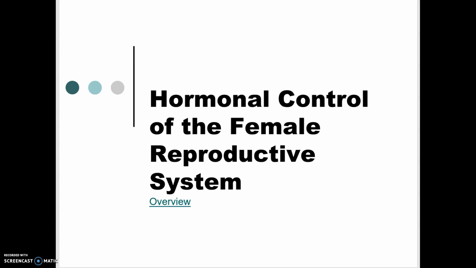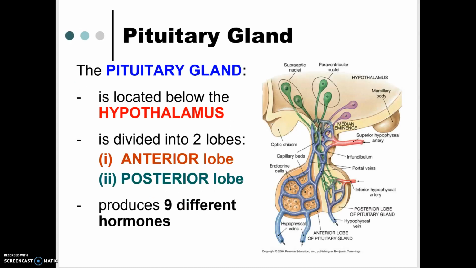In this clip, we're going to have a look at how the female reproductive system is under hormonal control. For this next couple of slides, we're going to need you to think back about the endocrine system that you studied in a previous biology course. You'll remember the pituitary gland, which we often call the master gland, and it's located below the hypothalamus, which is a part of the brain.